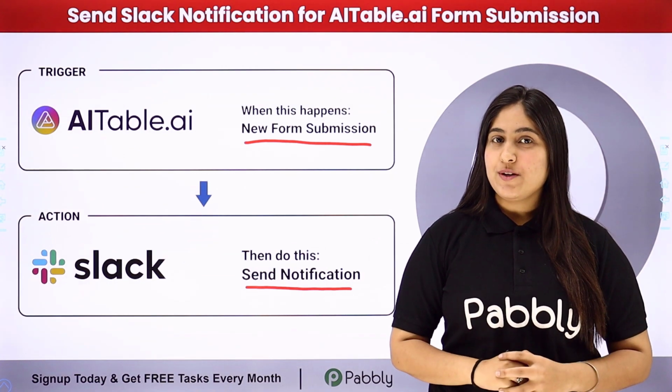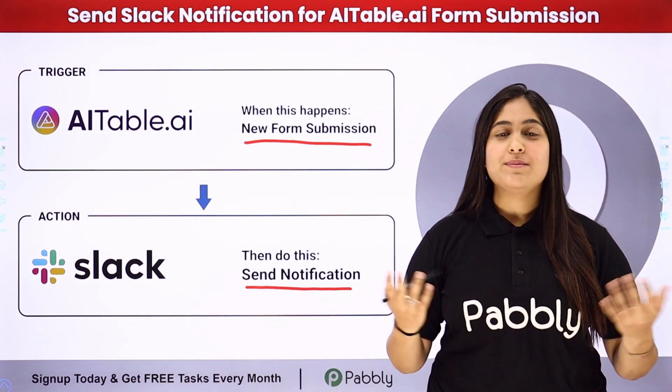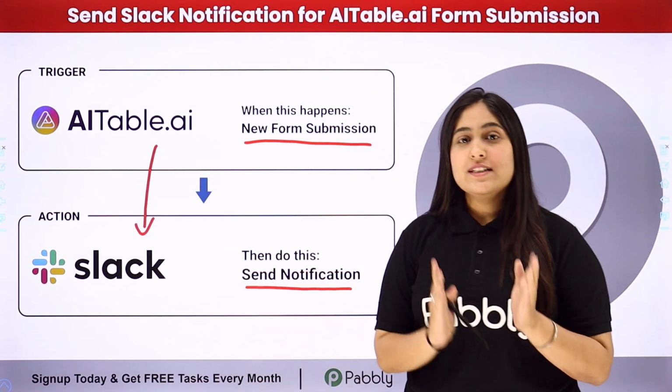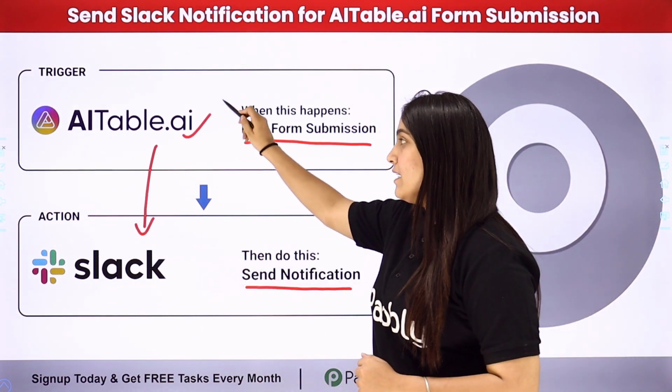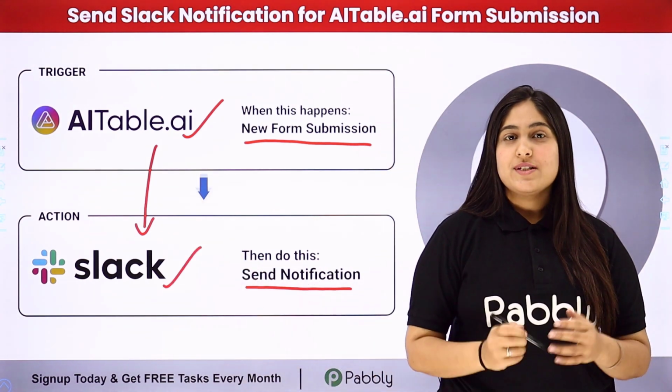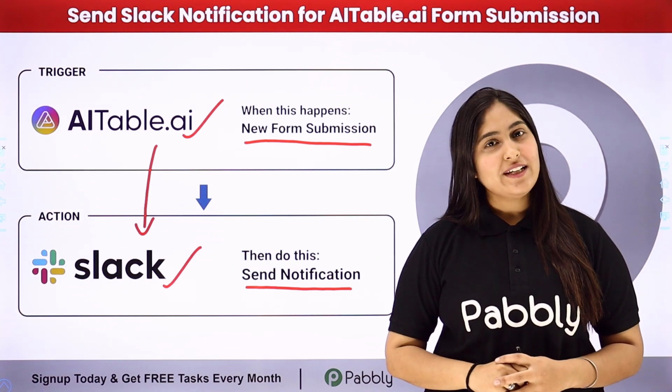So to automate this process, we will use an automation software named Pabbly Connect, in which we need to connect a trigger and an action. So in this process, our trigger application will be AITable.ai and our action application will be Slack. So to learn this process step by step, let me take you to my screen.